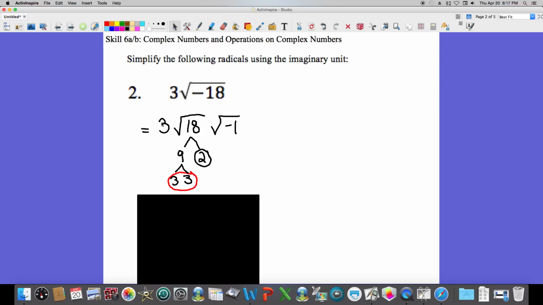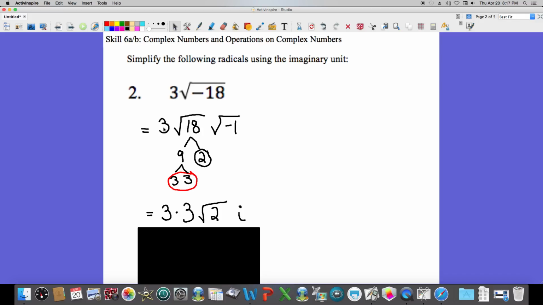So the 3 on the outside is going to stay there. And then because I found a pair of 3's, I'm going to multiply it by another factor of 3. The 2, it stays underneath the radical. See how I've circled it in a different color? And then the square root of -1, that's going to be i. So the first factor of 3 just stayed there. The square root of 18 is equal to 3 times the square root of 2, because the largest perfect square that divides 18 was 9, and we can look at 9 as 3 times 3. The square root of -1 by definition was i.